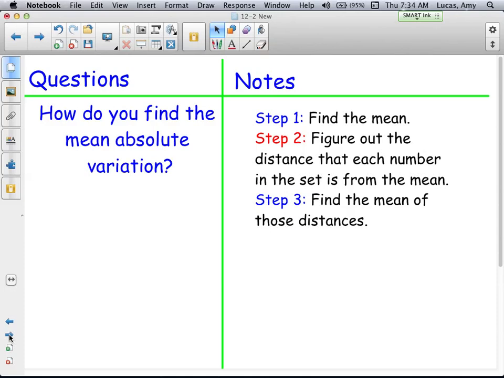Step two, we need to figure out the distance that each number in the set is away from the mean. So the distance away from the mean. And remember, distance is always positive because it's an absolute value. If you're measuring distance, you can't measure something and get a negative result. Distance is always positive. So whether it's bigger than the mean or smaller than the mean, doesn't matter. We're measuring how far away from the mean each number is. Then we're going to find the mean of those distances. And that's our mean absolute deviation.